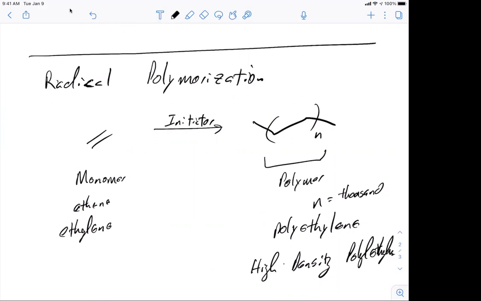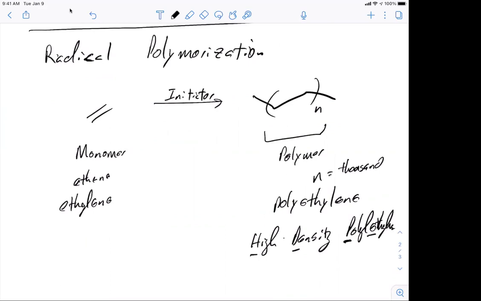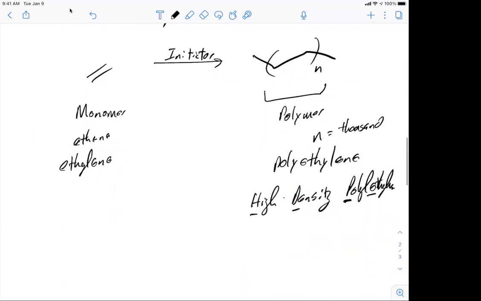Right, so high density polyethylene and low density polyethylene. Low density is kind of like a garbage bag, while high density polyethylene actually has some structure. What differs between them is the conditions, but also the initiator, how the initiator works to start those. Peroxides are pretty standard initiators.